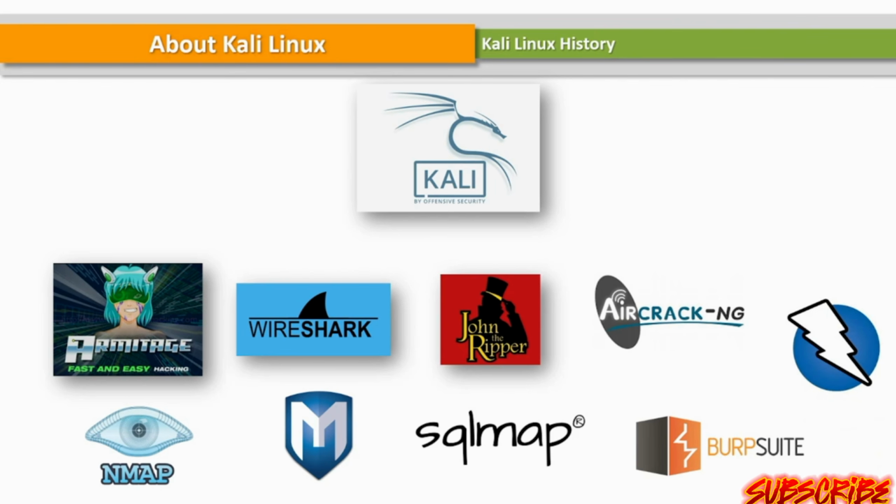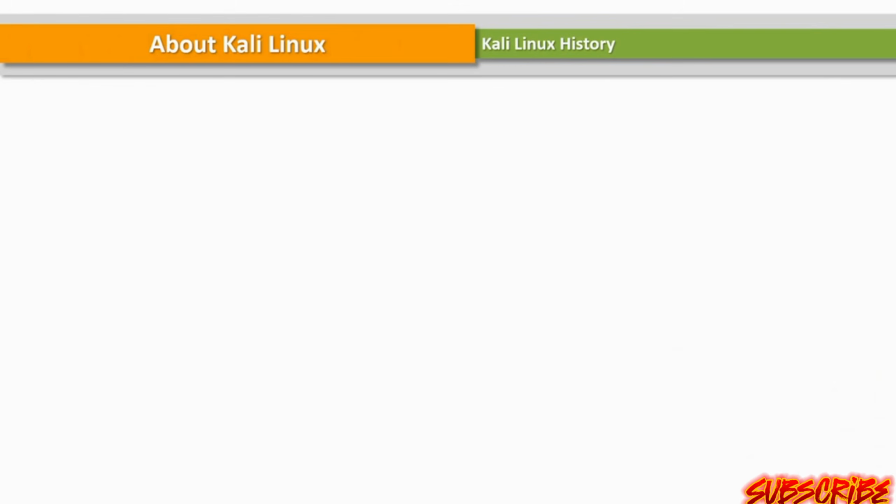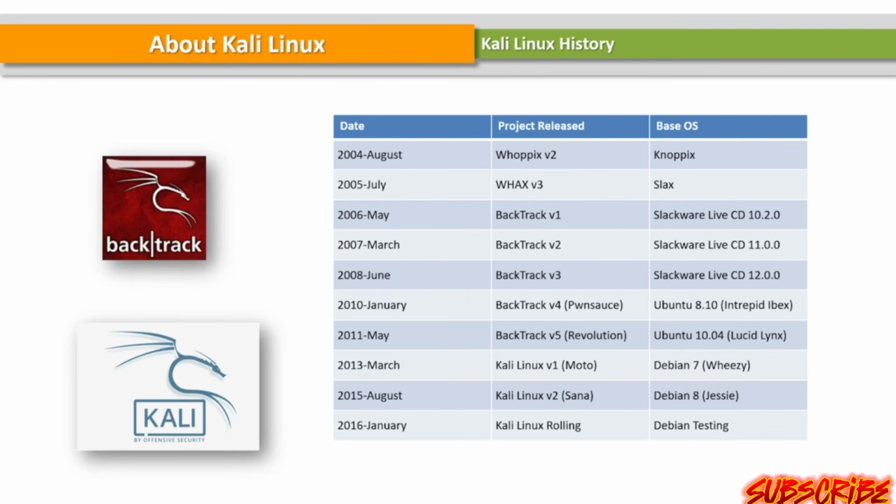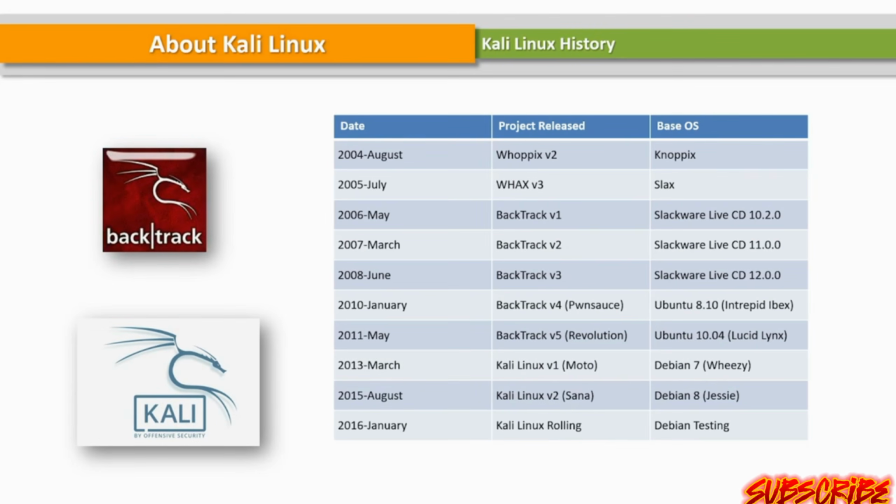So it was developed by Mati Aharoni and Devon Kearns of Offensive Security through the rewrite of BackTrack, the previous information security testing Linux distribution based on Knoppix. Originally, it was designed with a focus on kernel auditing, from which it got its name, Kernel Auditing Linux. Kali Linux is based on the Debian testing branch. Most packages Kali uses are imported from the Debian repositories.